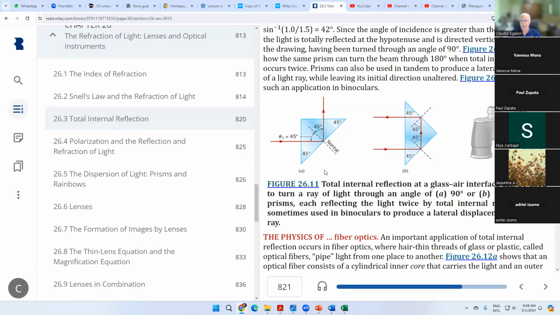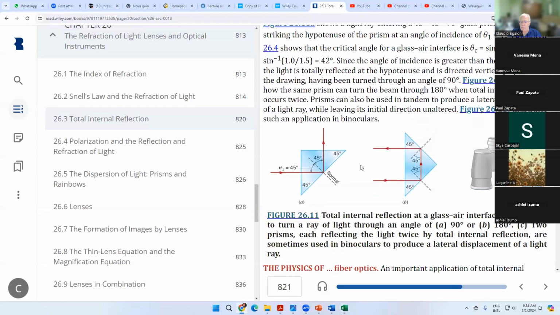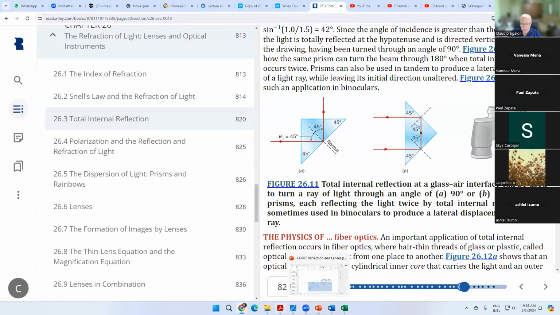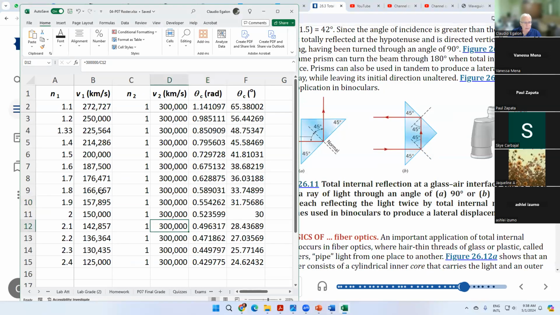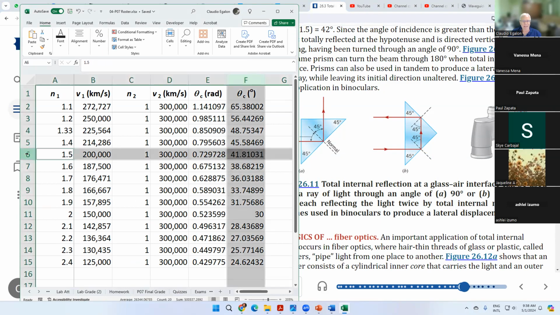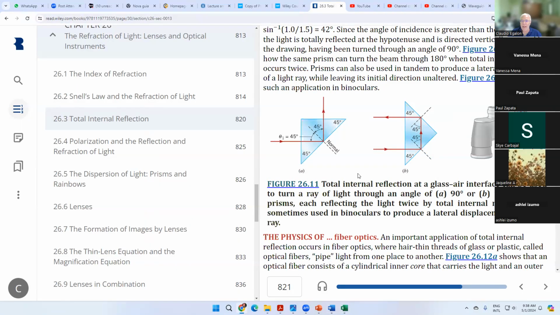And the critical angle we did for 1.5, right? So let's take a look. This critical angle at 1.5 is 41 degrees. See that? 41 degrees. In this case of the book, the angle of incidence is 45 degrees, greater than the critical angle. Consequently, light is going to be totally internally reflected, and this prism is going to behave like a mirror, like a perfect mirror.